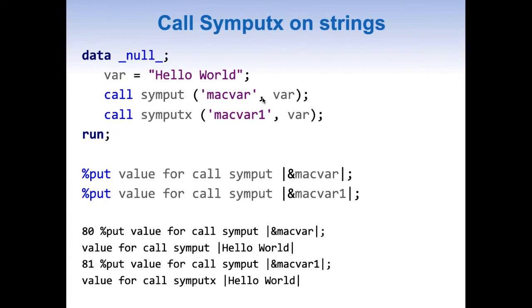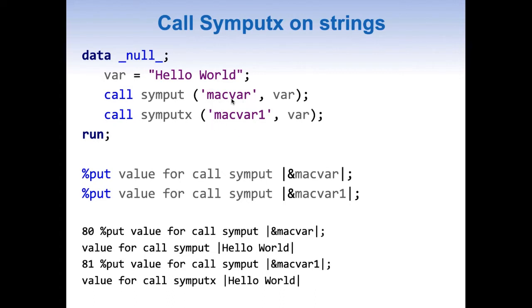For CALL SYMPUT, the first argument, which is in quotes, is the macro variable. The second argument is my variable, both separated by comma, and it need not be a variable, but it could be directly the character value. That is, I can just use hello world in here, and I can create my macro variable which has the value of hello world. But in this case we are using var as my second argument, which is nothing more than my variable. And CALL Symputx is also pretty similar.